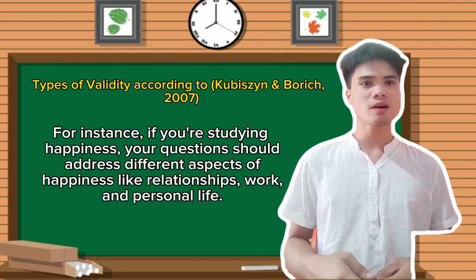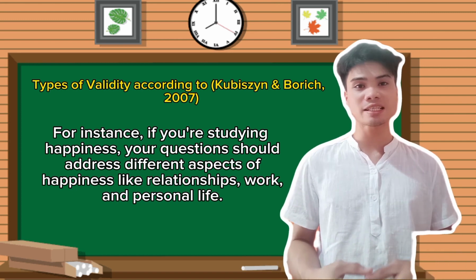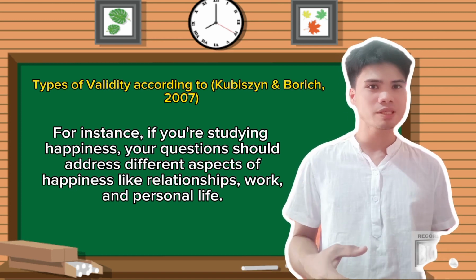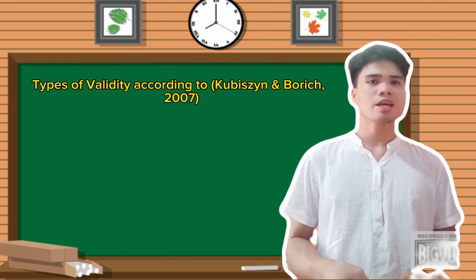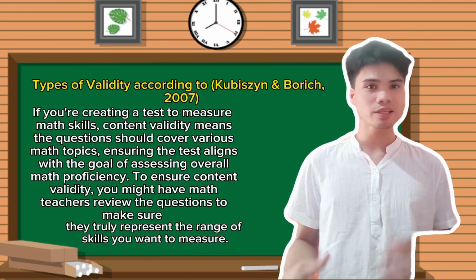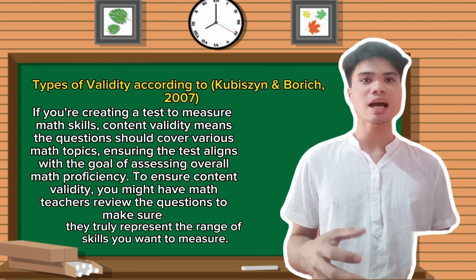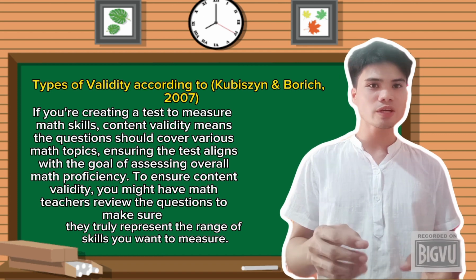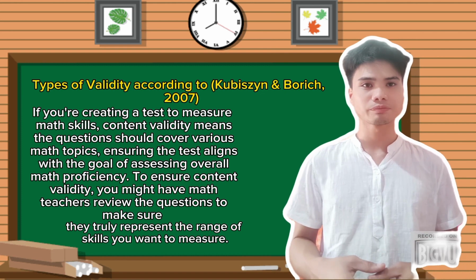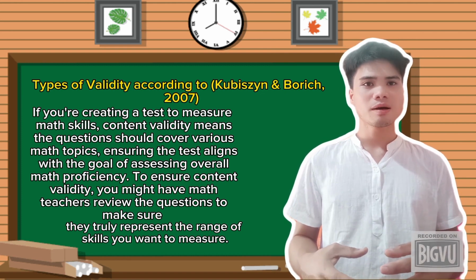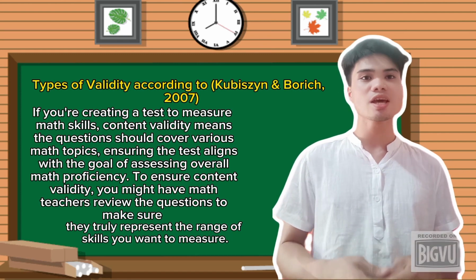For instance, if you are studying happiness, your questions should address different aspects of happiness like relationships, work, and personal life. Another good example is if you are creating a test to measure math skills. Content validity means the questions should cover various math topics, ensuring the test aligns with the goal of assessing overall math proficiency. You might have math teachers review the questions to make sure they truly represent the range of skills you want to measure.